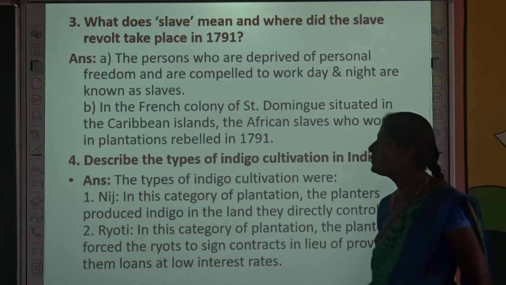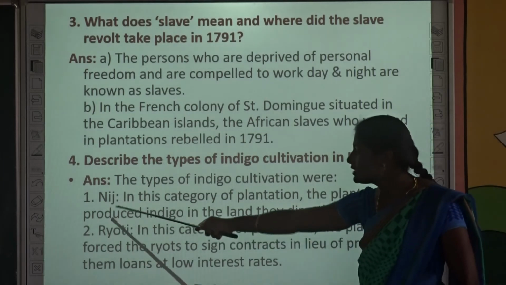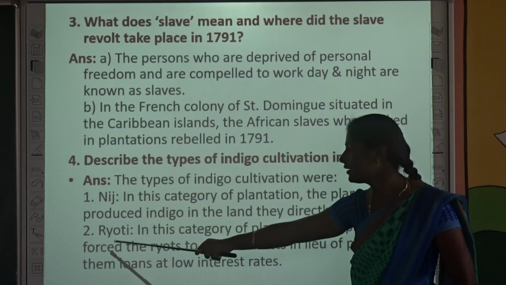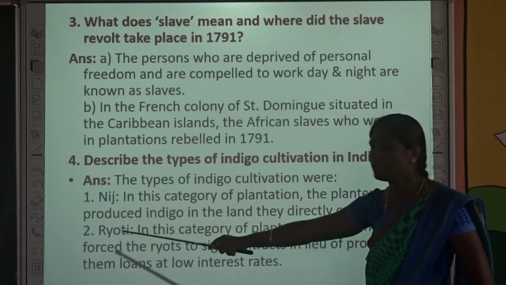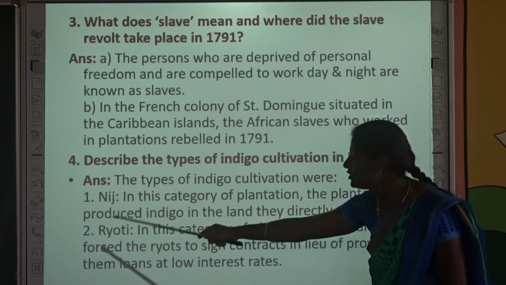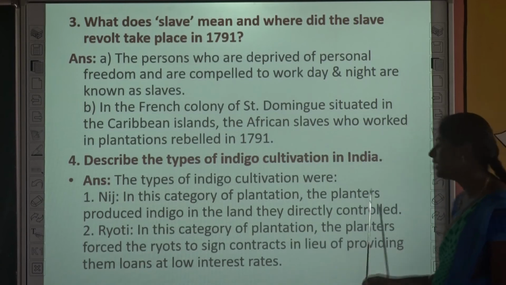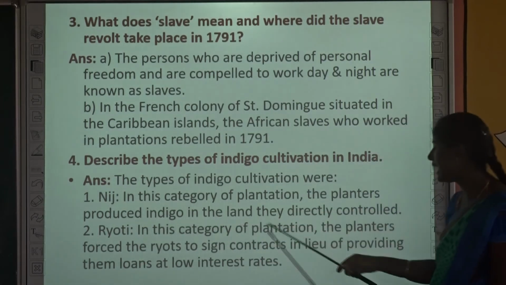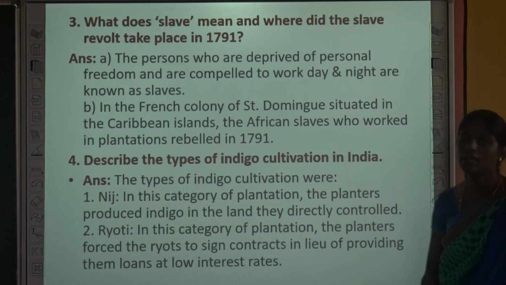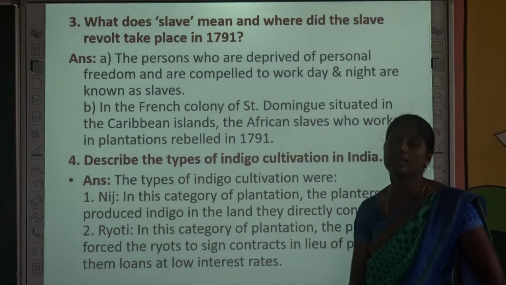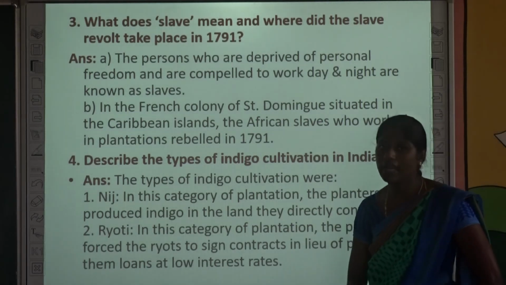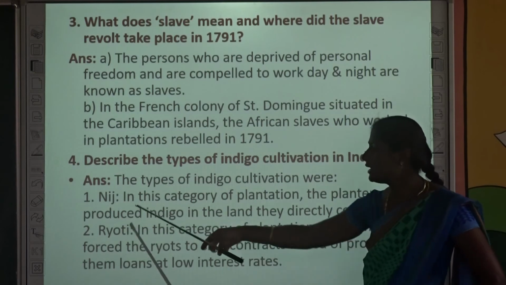And your fourth question is: describe the types of indigo cultivation in India. Describe the types of indigo cultivation. So the first one is nij and the second one is ryoti. What is nij? In this category of plantation, the planters produce indigo in the land they directly control.